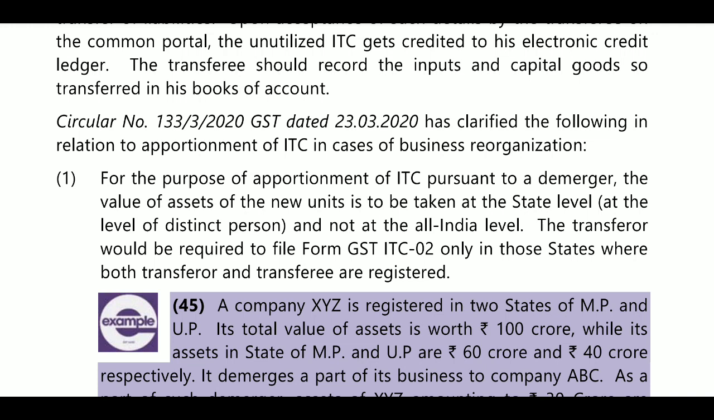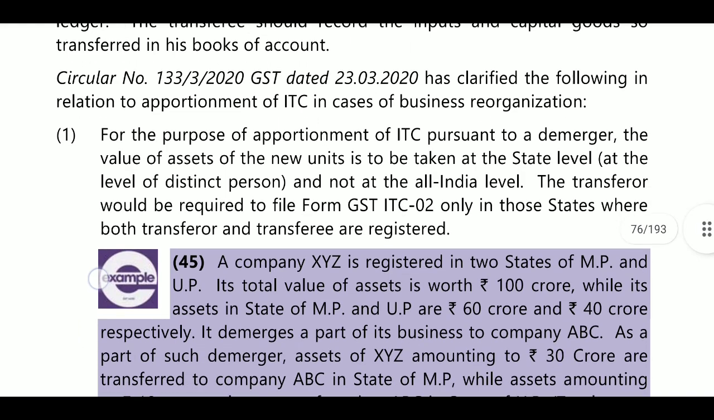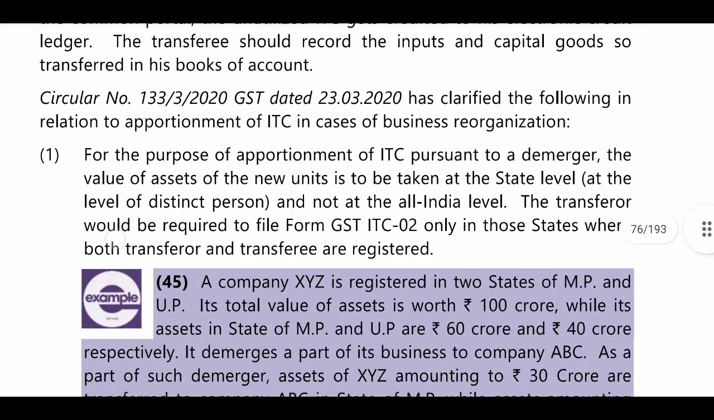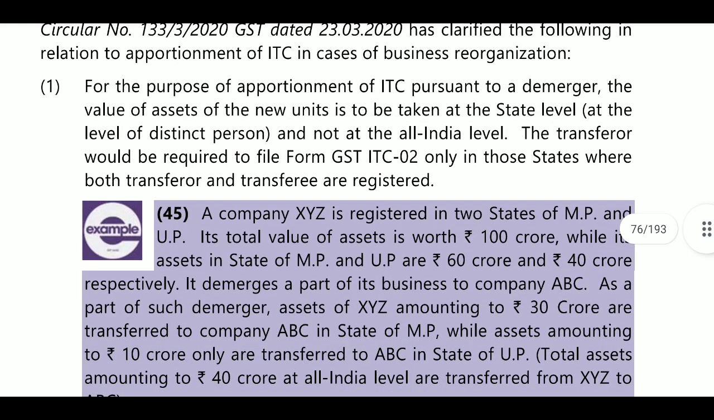If any person has 10 registrations in 10 states, and one state is going for demerger or merger, then only that one state is required. The remaining 9 states are not required to file ITC 02, and certification is not required for other persons. Only this form, ITC 02, is liable for filing.